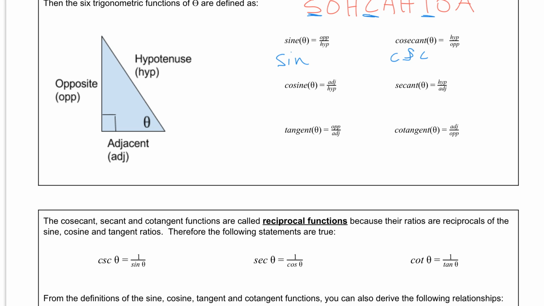Then if we take a look at the next one, cosine and secant are reciprocals. The cosine is the adjacent over the hypotenuse, where secant is the hypotenuse over the adjacent. Cosine we usually use just COS, and secant we use SEC. And then finally, our last reciprocals are the tangent and the cotangent. Tangent is the opposite over the adjacent, and cotangent is the adjacent over the opposite. For tangent, we usually just use TAN, and for cotangent, we use COT.